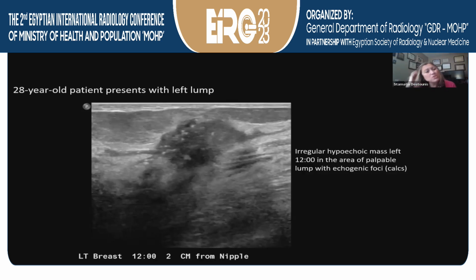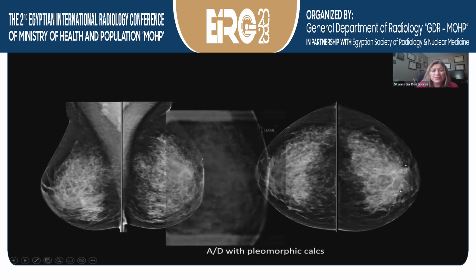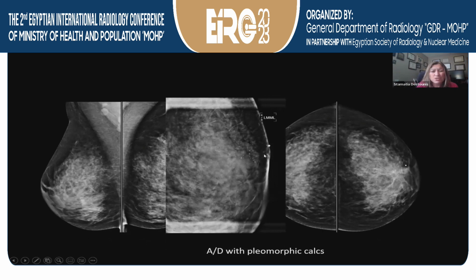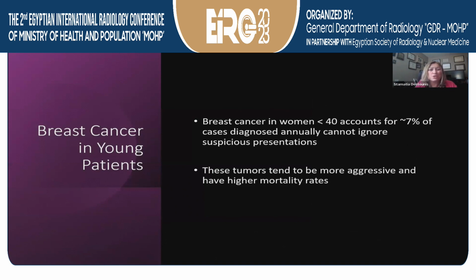This is another patient, 28, she had a left lump. We can see that this is very irregular looking on ultrasound with calcifications in it. So we quickly went to mammography. We saw architectural distortion and calcifications. Here is a magnification view of the calcifications. So obviously young people do get suspect findings too. So we did this biopsy under ultrasound. It was invasive ductal carcinoma.